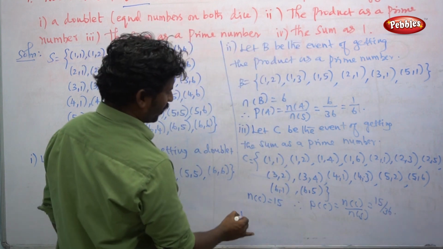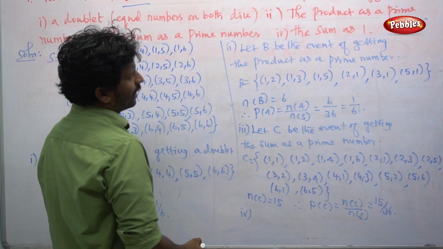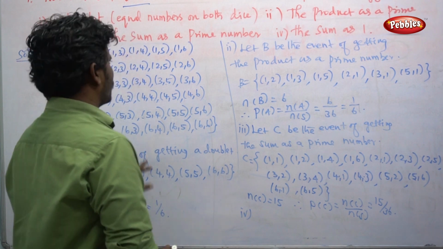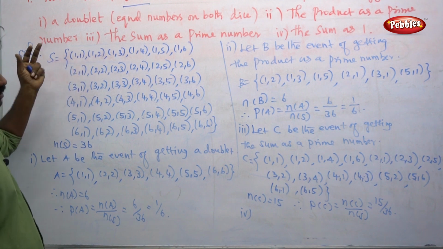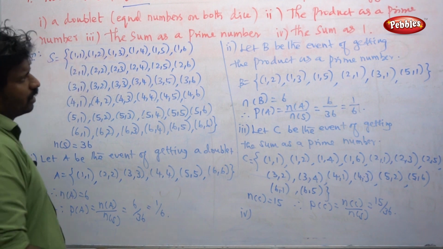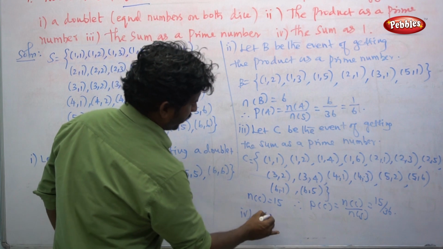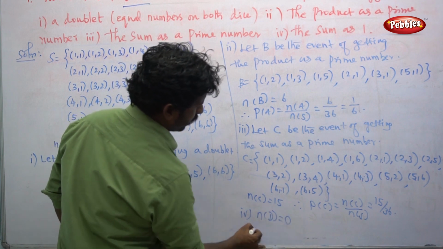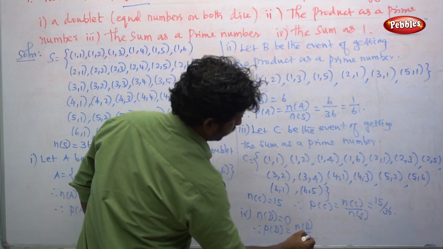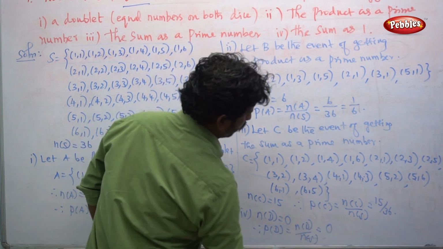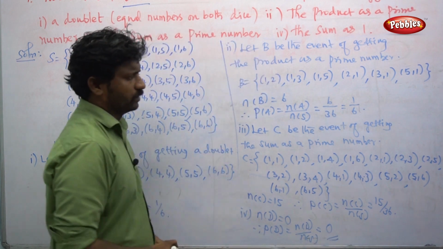See the fourth point. The sum is 1. If we add two numbers, the sum should be 1. Look, the first number itself, 1 plus 1, is 2. There is no chance of getting 1 here. So for the fourth point, n of D is equal to 0. There is no chance, right? So P of D is equal to n of D by n of S, which is 0 by anything, 0. This is the answer.